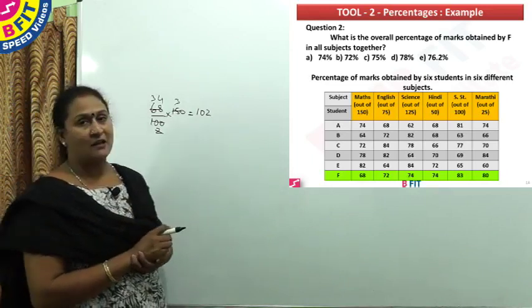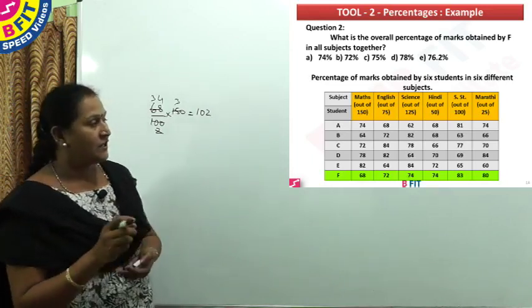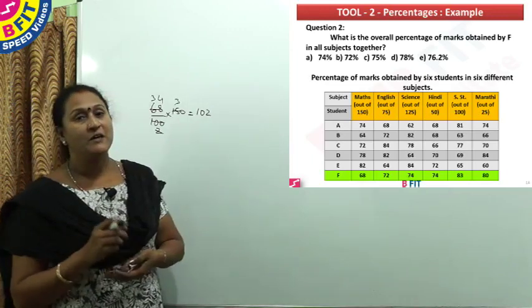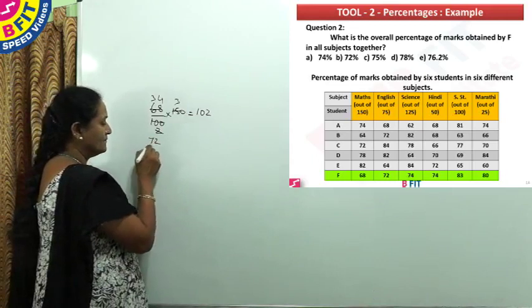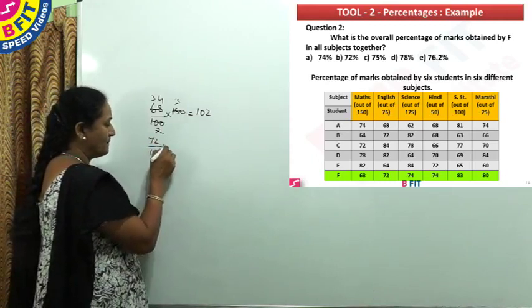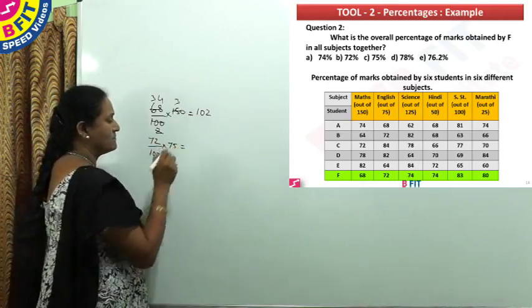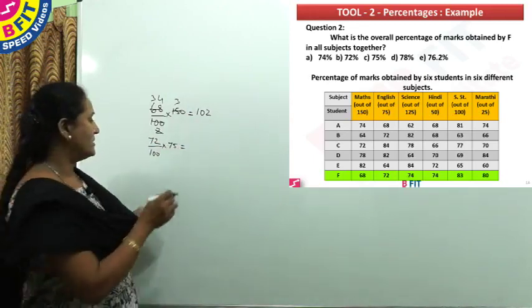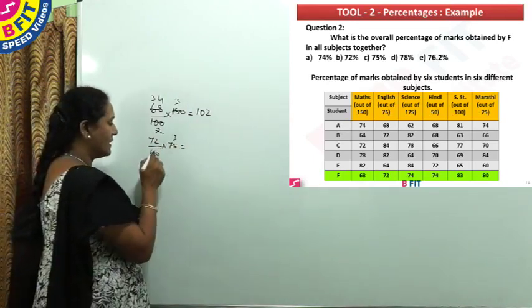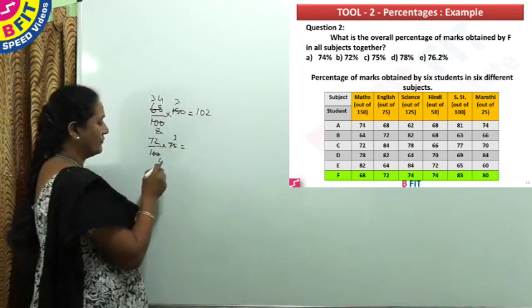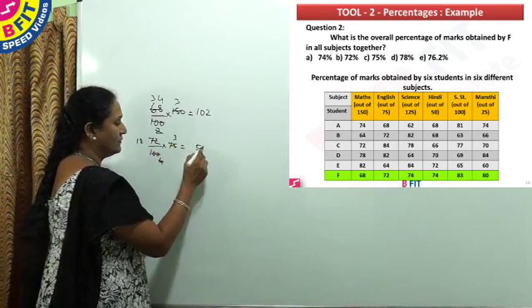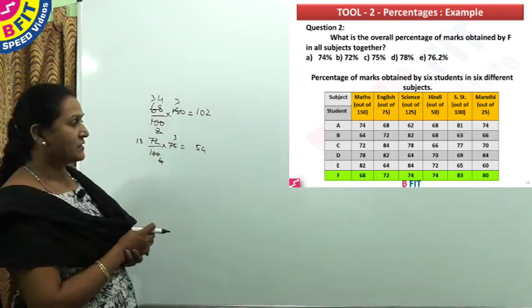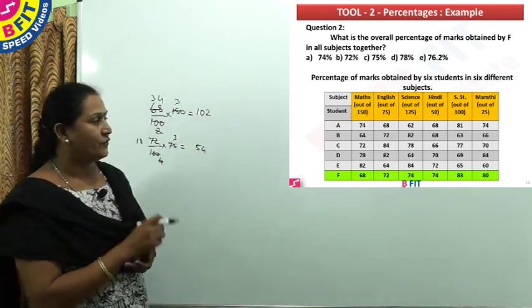And now what is the mark got by F in English? It is 72% of 75. It means it is 25 three times, and 72 divided by 4 is 18, into 3. So 18 times 3 is 54. So marks got in English is 54.